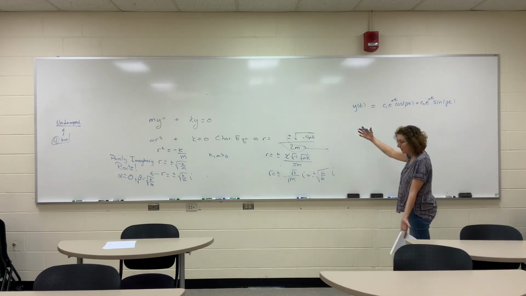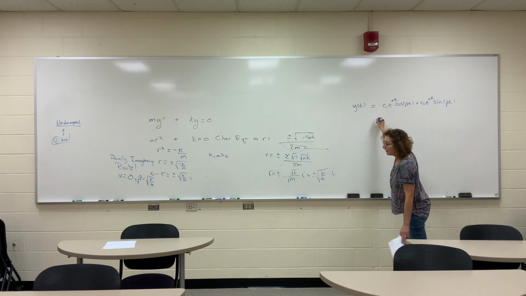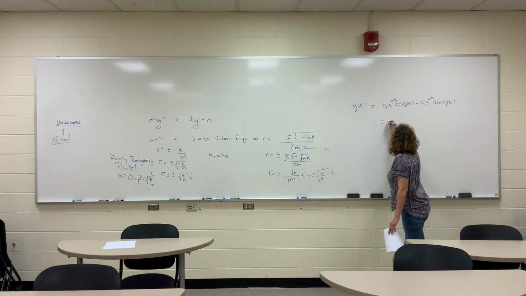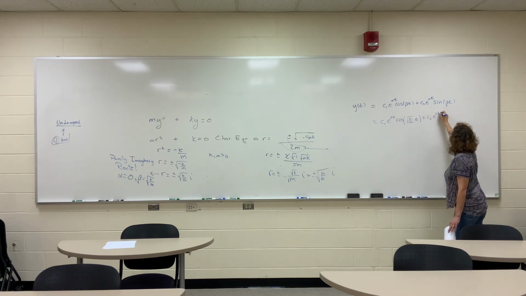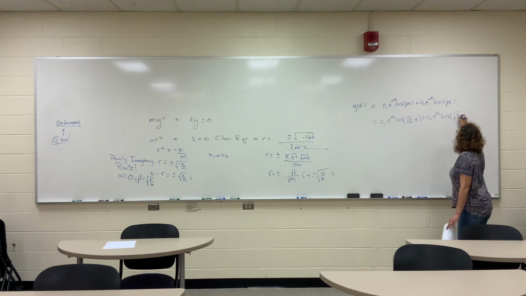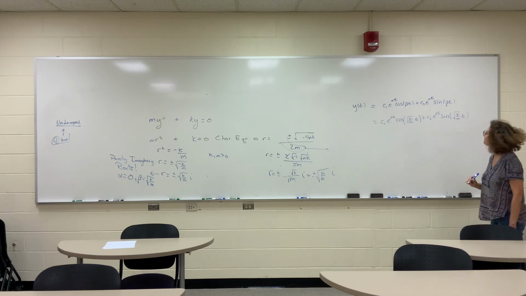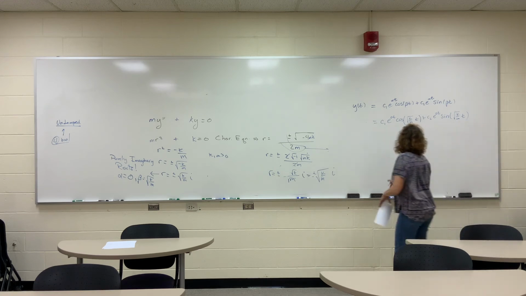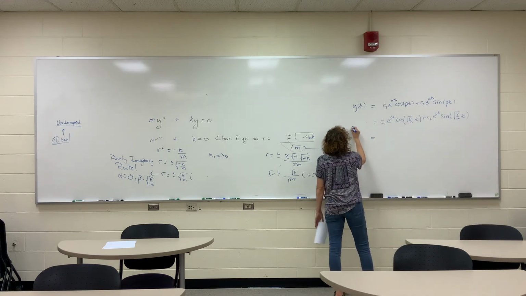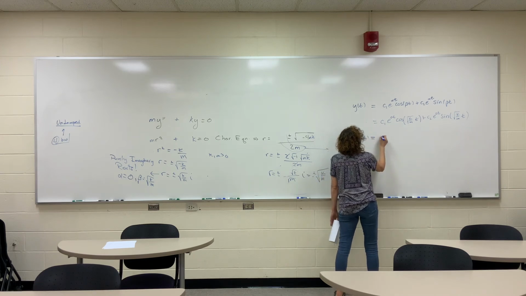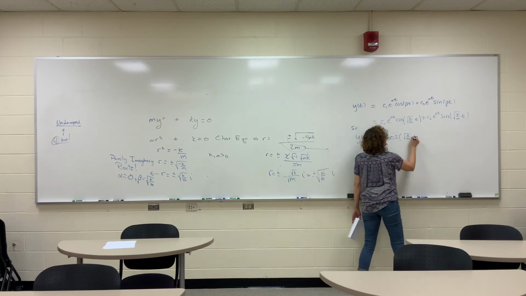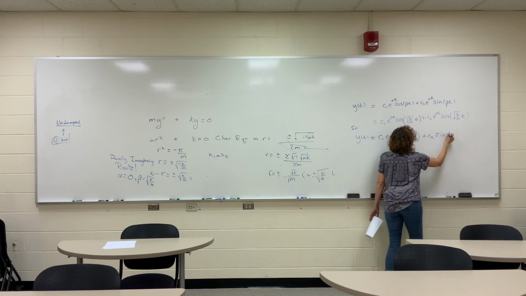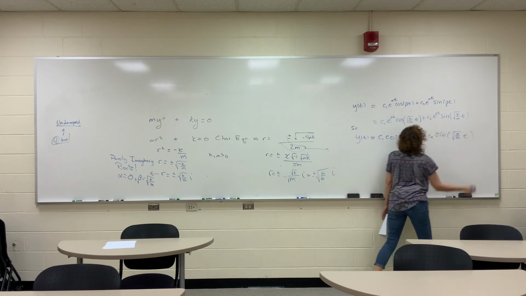So we're going to plug in alpha equals 0, right? And beta equals square root k over m. So what will we get? C1 e to the 0t cosine of square root k over m t plus C2 e to the 0t sine of square root k over m t, right? Well, what's e to the 0t? Good, that's 1, right? So what do we get? y of t is C1 cosine square root k over m t plus C2 sine square root k over m t.